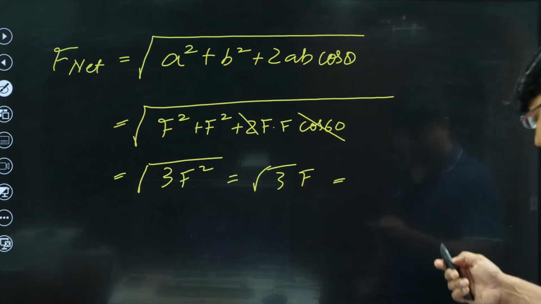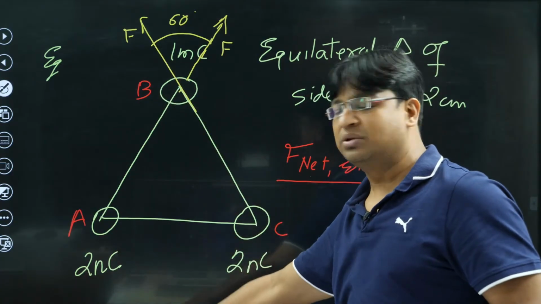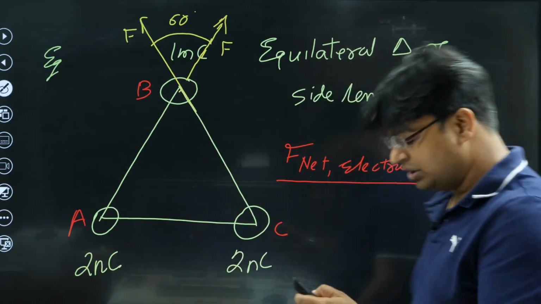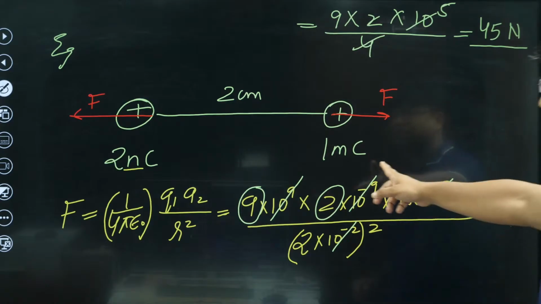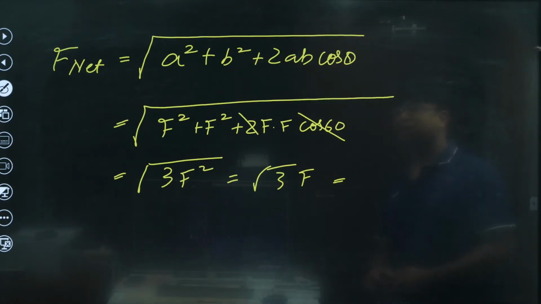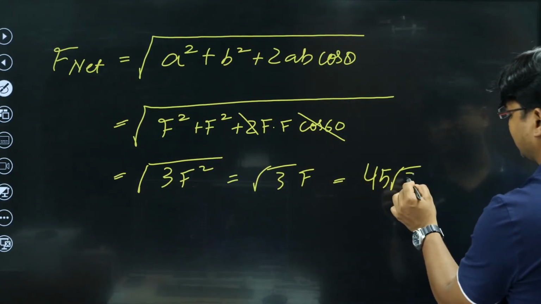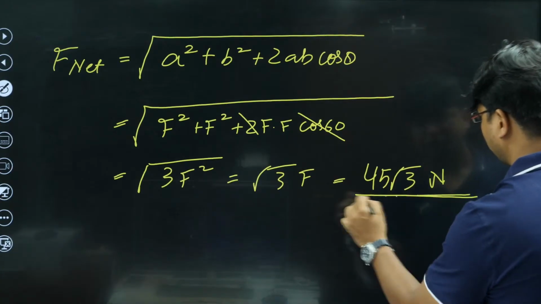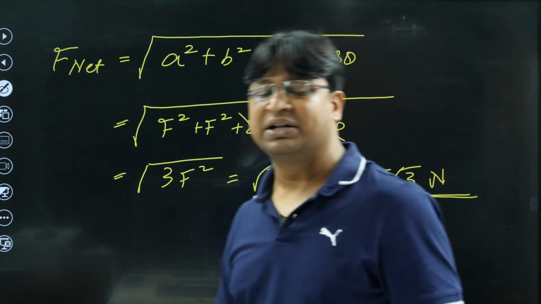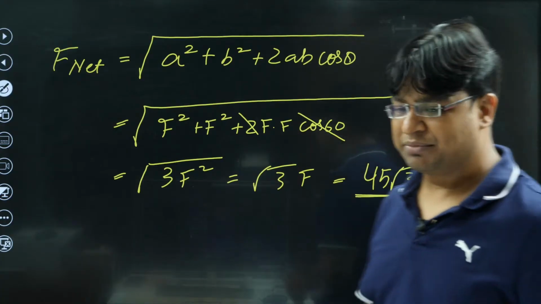And if you notice, the force between a 1 millicoulomb charge and a 2 nanocoulomb charge separated by a distance of 2 centimeter, we calculated the same thing here. We calculated it as 45 Newton. So I can now directly substitute this value in the formula. So it will become 45 root 3 Newton. So that would be the net force acting on particle B. Okay, so that is the net electric force acting on particle B.